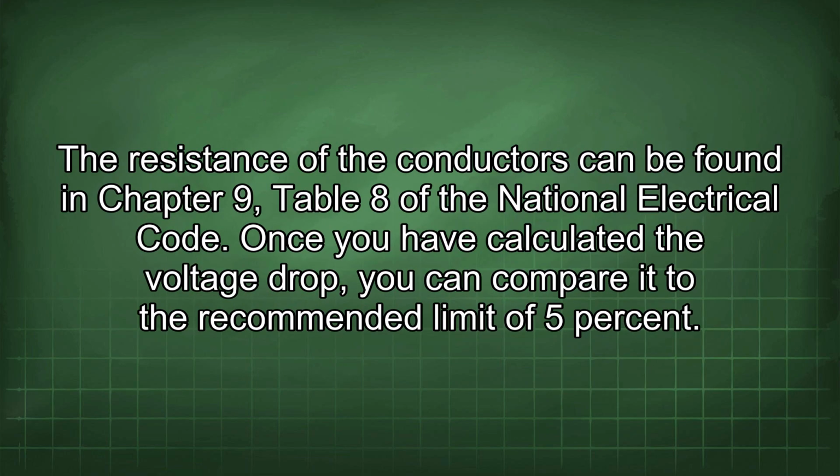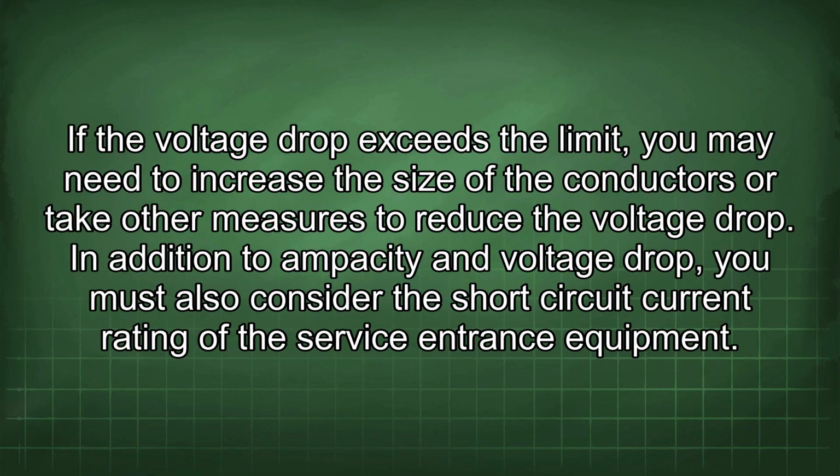The resistance of the conductors can be found in Chapter 9, Table 8 of the National Electrical Code. Once you have calculated the voltage drop, you can compare it to the recommended limit of 5%. If the voltage drop exceeds the limit, you may need to increase the size of the conductors or take other measures to reduce the voltage drop.